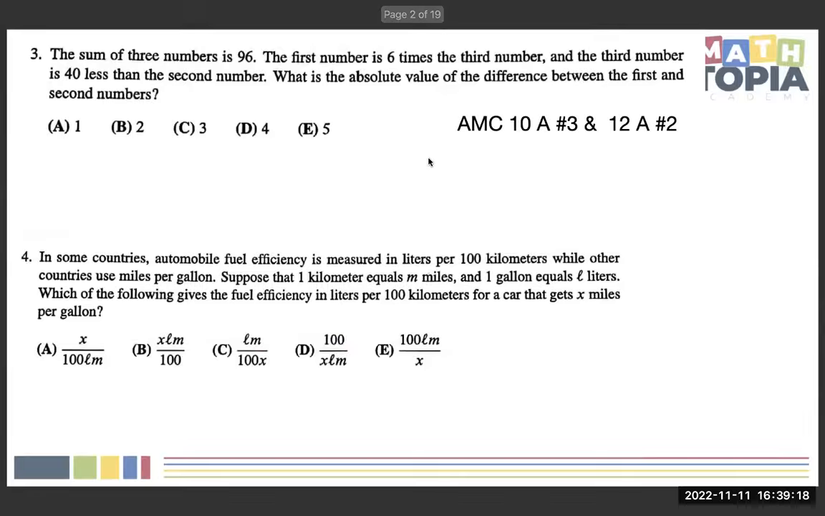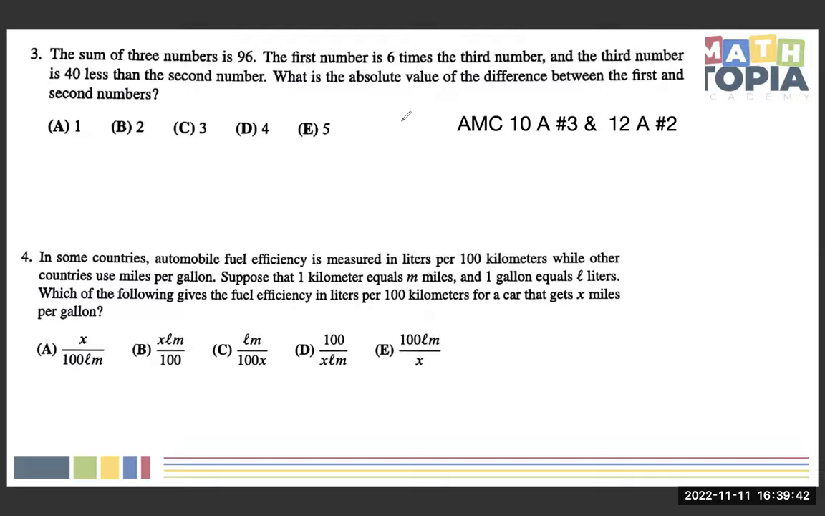All right. Now this is AMC 10A number 3 and also 12A number 2. The sum of 3 numbers is 96. The first number is 6 times the third number, and the third number is 40 less than the second number. What is the absolute value of the difference between the first and second numbers?